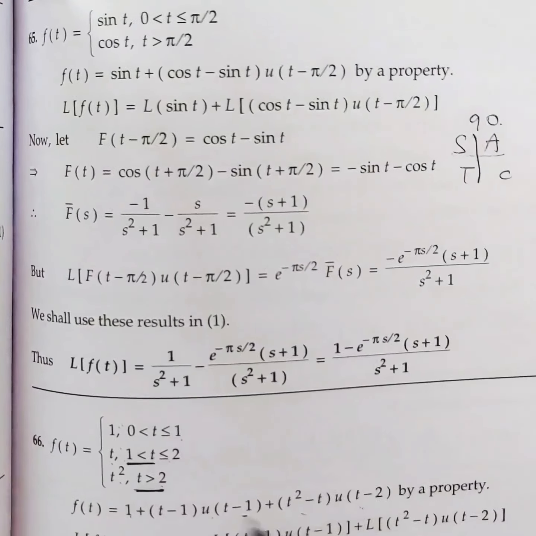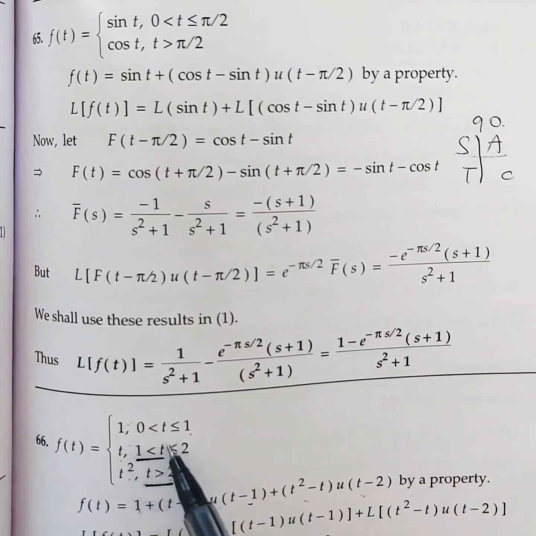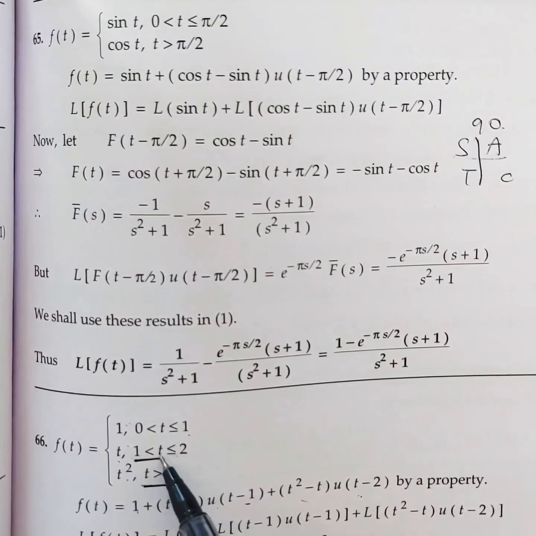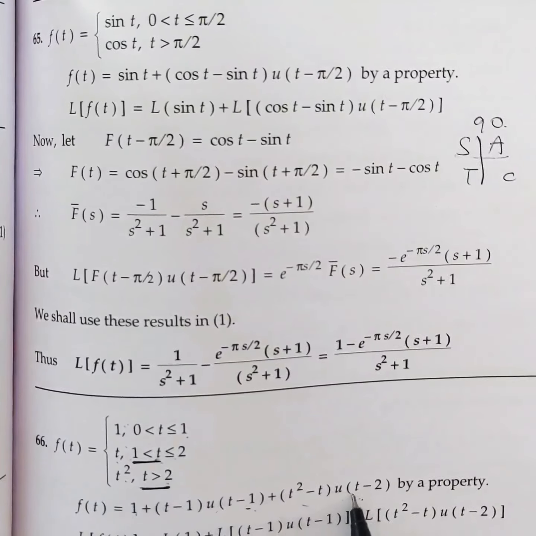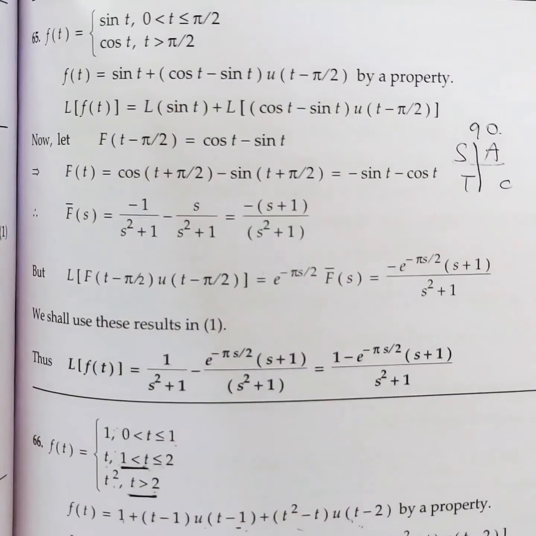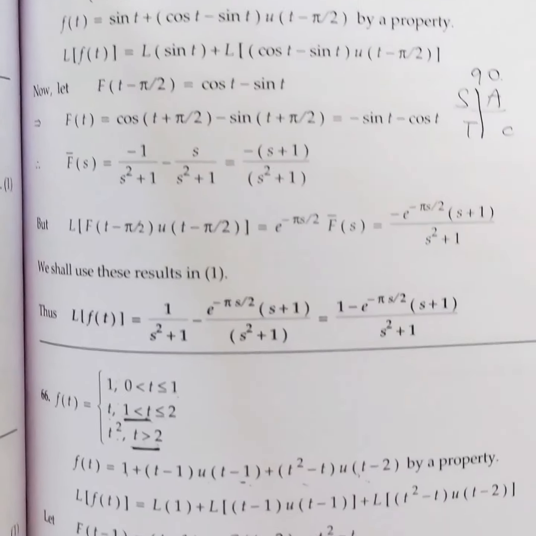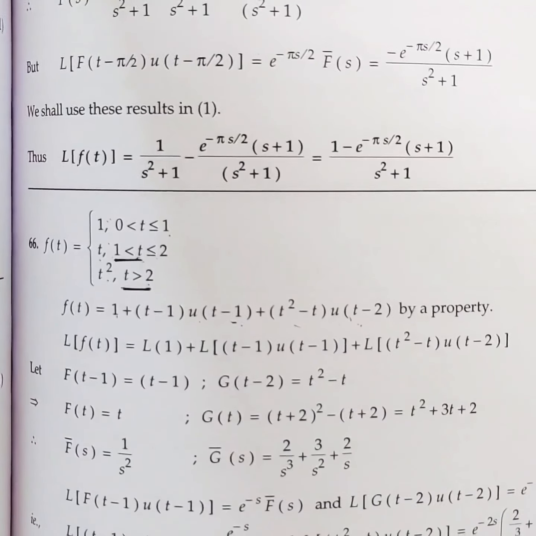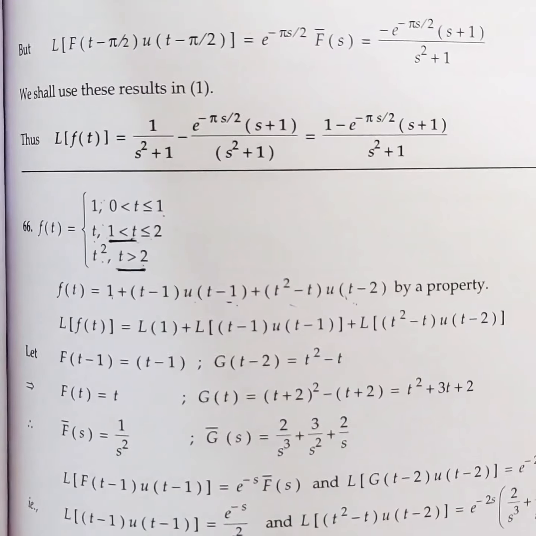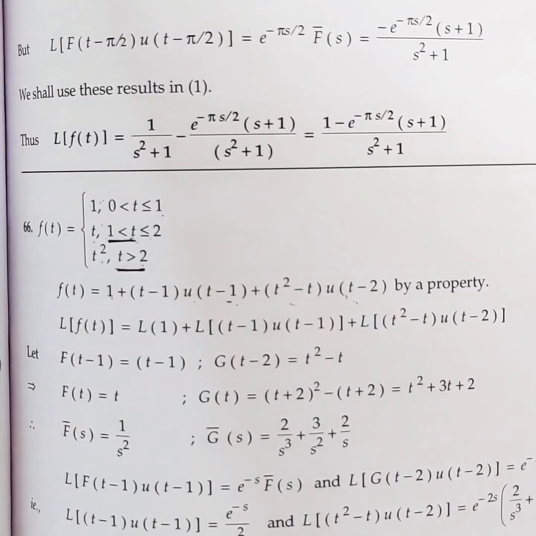When you are writing this, you have to check on the interval t greater than what. Here t greater than 1, so I have written u of t minus 1. Here t greater than 2, I have written u of t minus 2. Now you can continue. This is very easy. What is Laplace of 1? Laplace of 1 is 1 by s, correct? So that is not at all a problem.